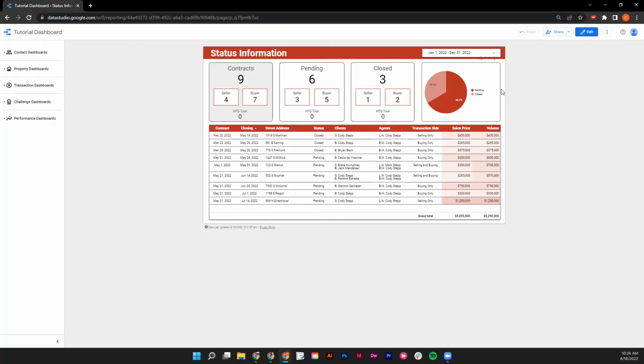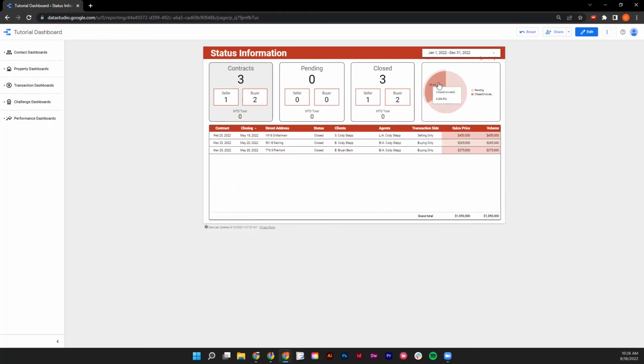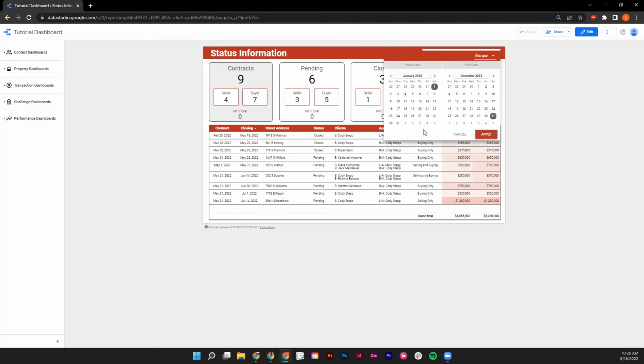The really cool feature of this is you're able to click on any of the given sides to see which of those properties have been closed through the transactions so that you can better understand their addresses, their status, who was the agent, what client was served, the transaction side, as well as the sales price and the total volume that went into this.